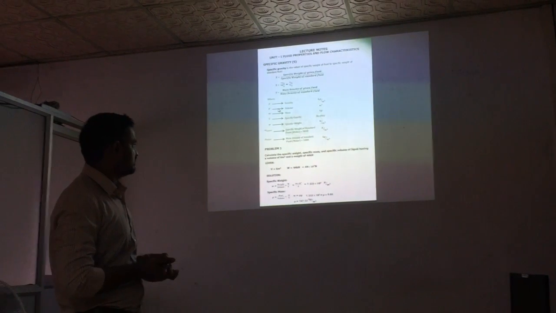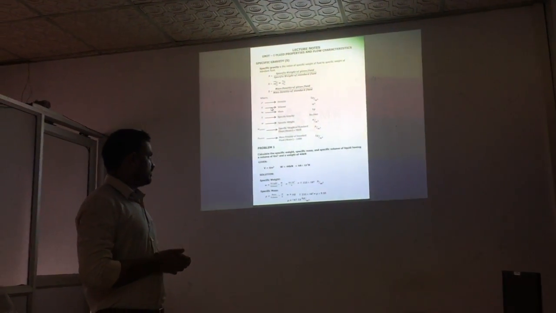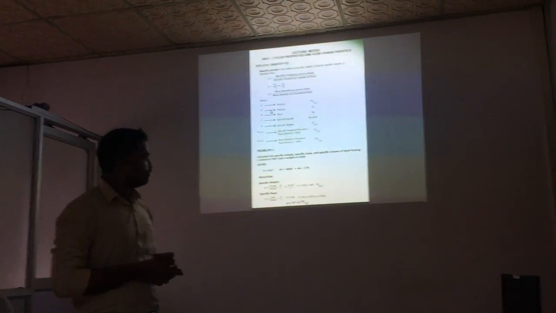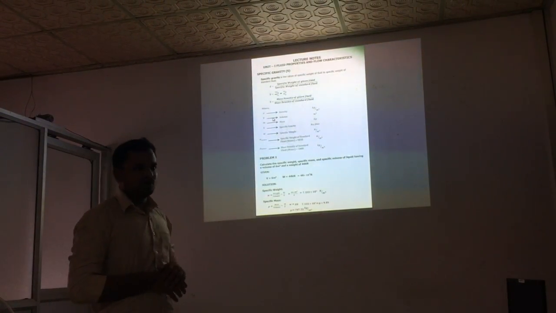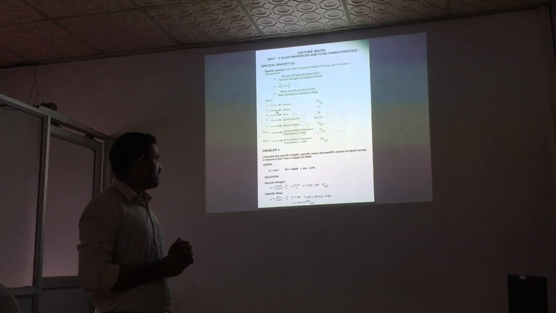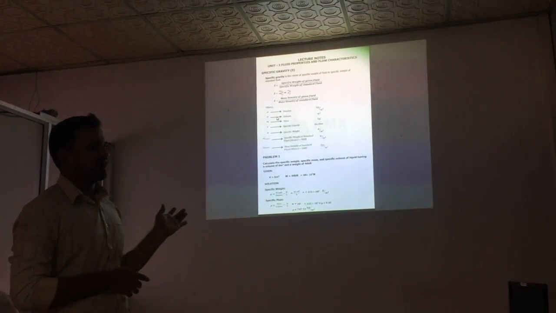The given data is: the volume of the liquid is V equals 6 meter cube, and the weight is 44 kilonewton, that is 44 into 10 power 3 Newton. The specific weight we already saw in the previous slide.